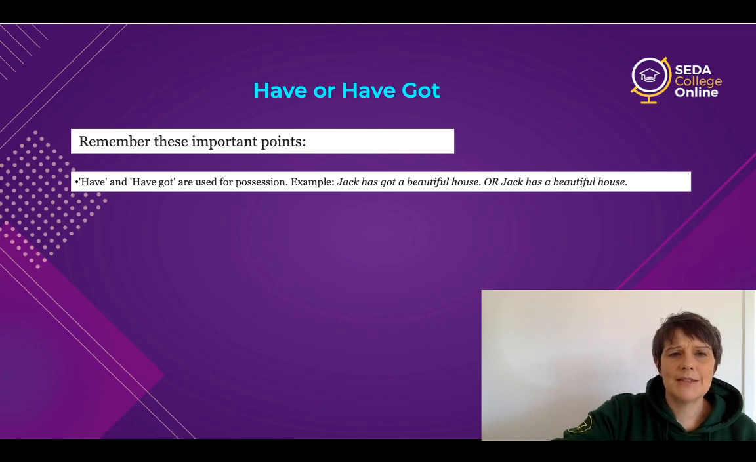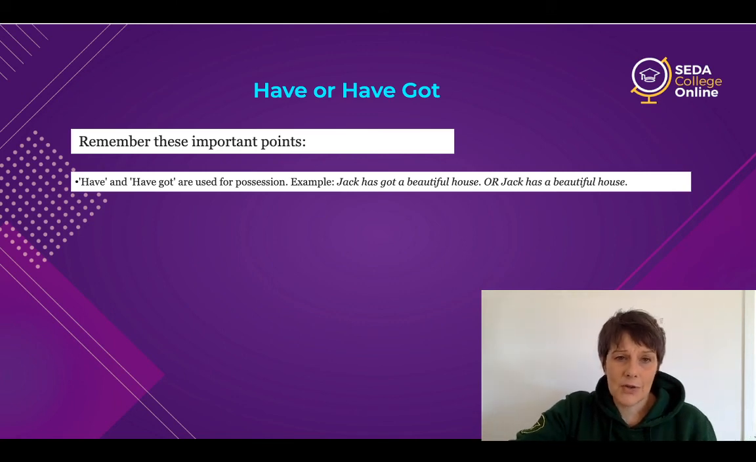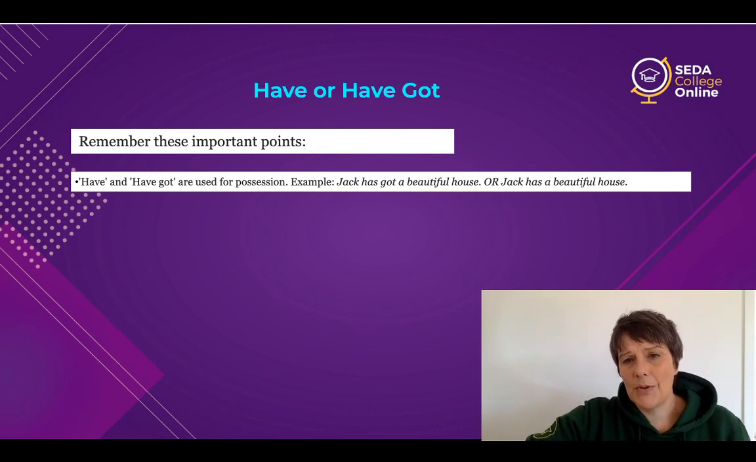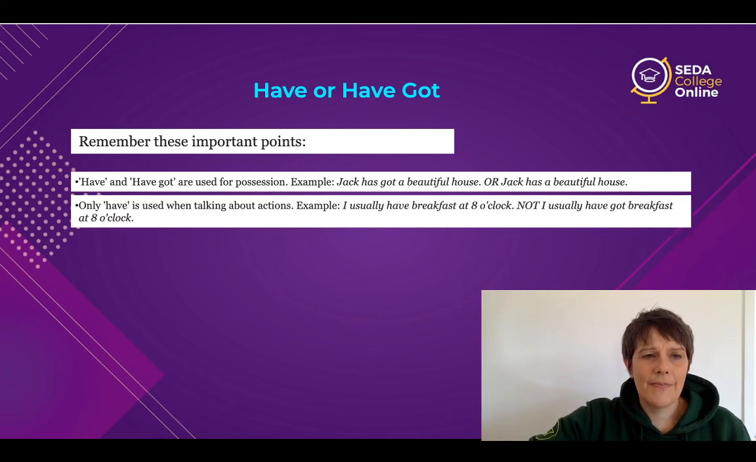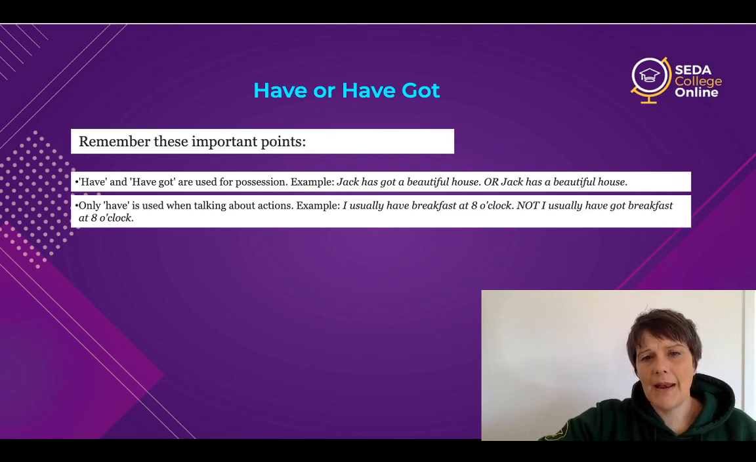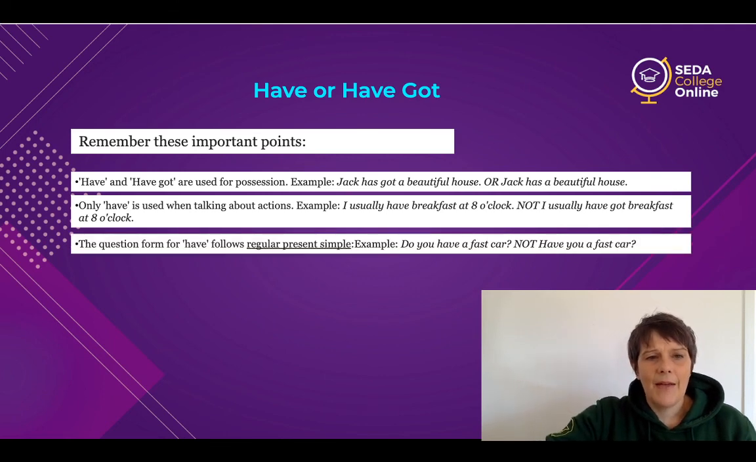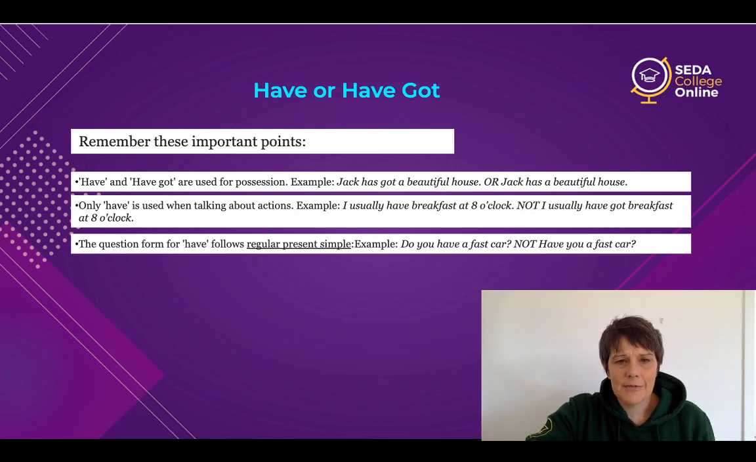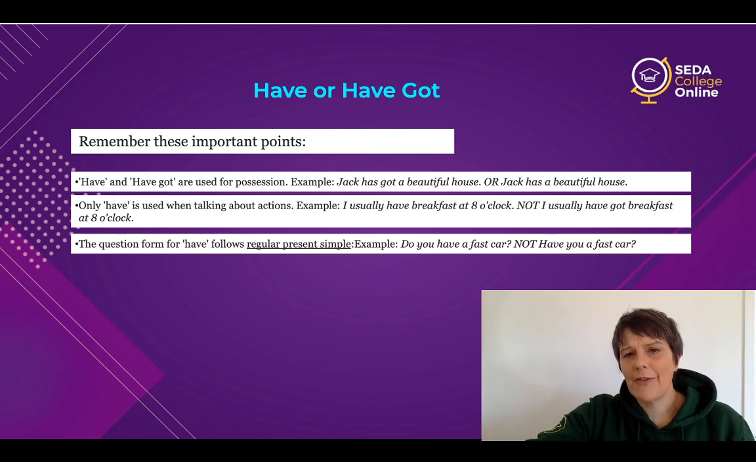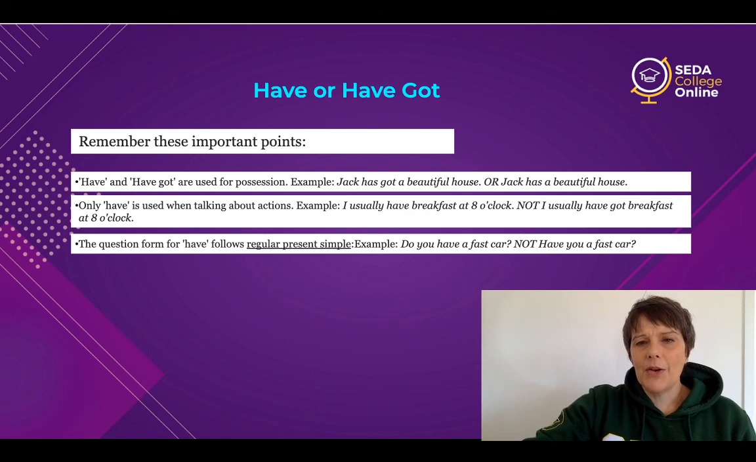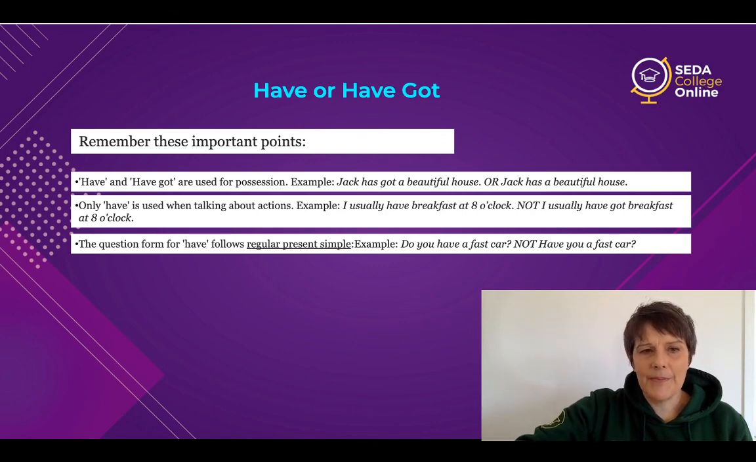So just remember these important points. Have and have got are used for possession, like Jack's got a beautiful house, or Jack has a beautiful house, either. Only have when you're talking about actions, like I have breakfast at 8 o'clock. You can't say I got breakfast at 8 o'clock. The question form of have is regular present simple, like do you have a fast car? Not have you a fast car, because then you have to say have you got a fast car? You have to use the auxiliary, you know.